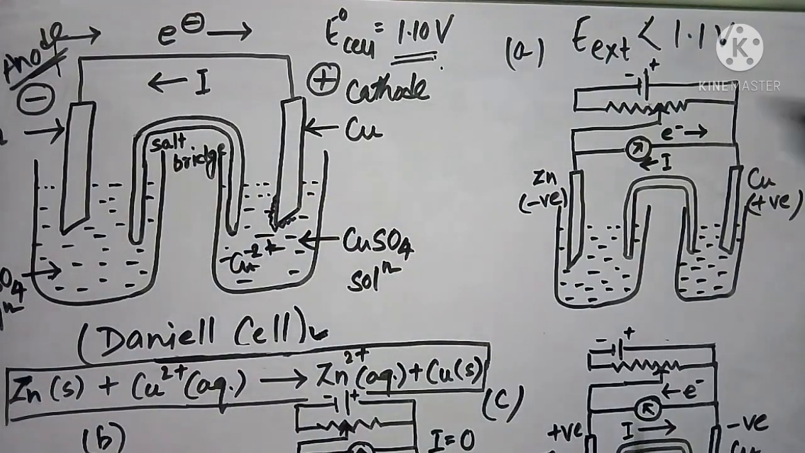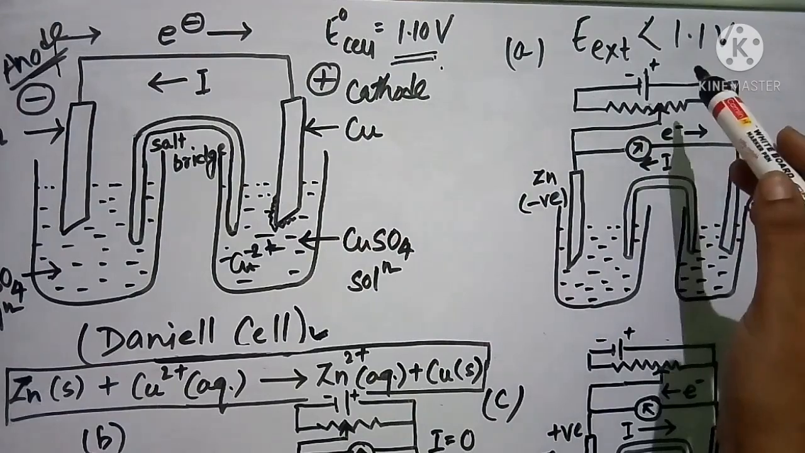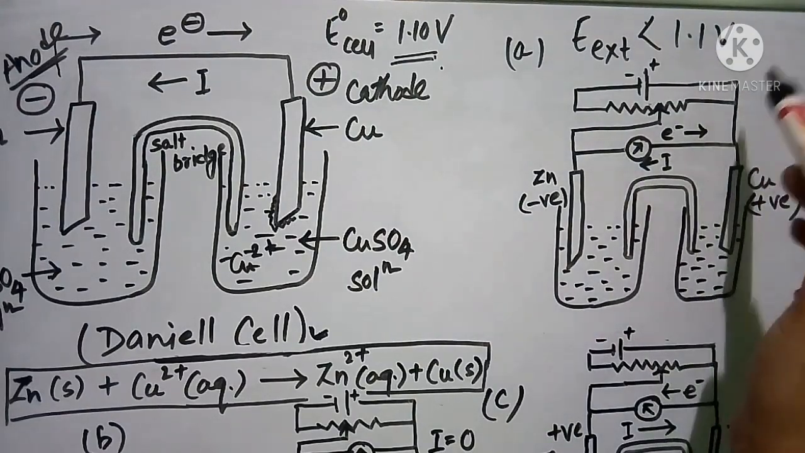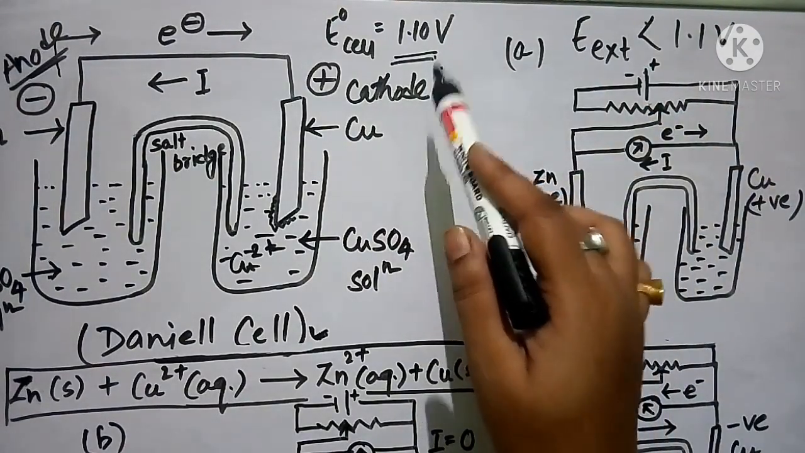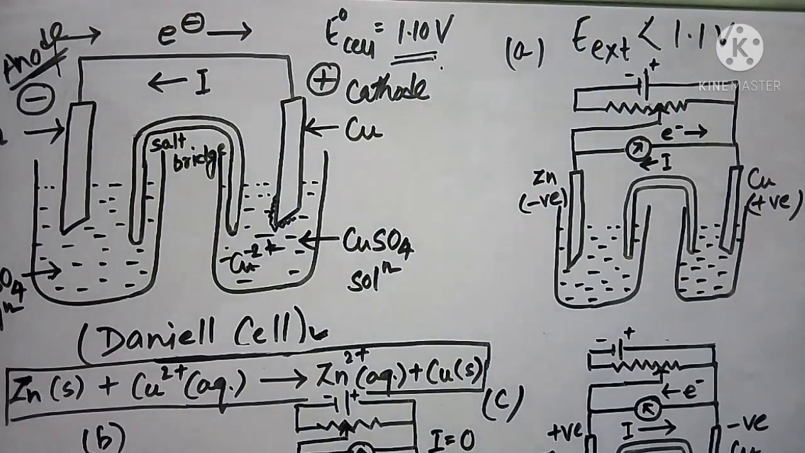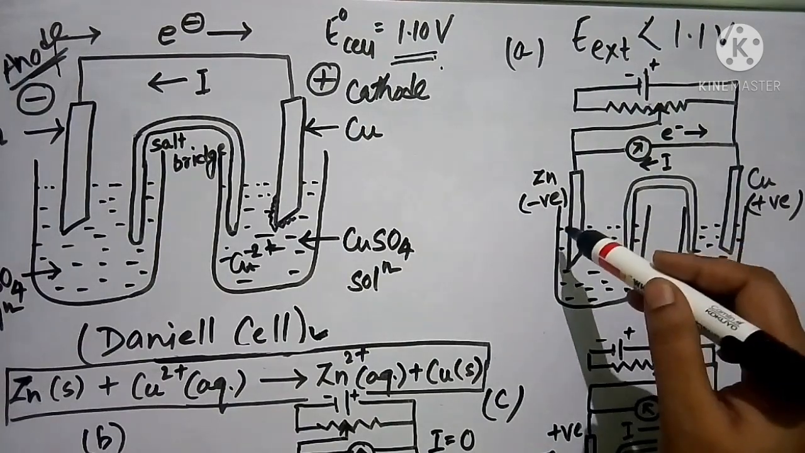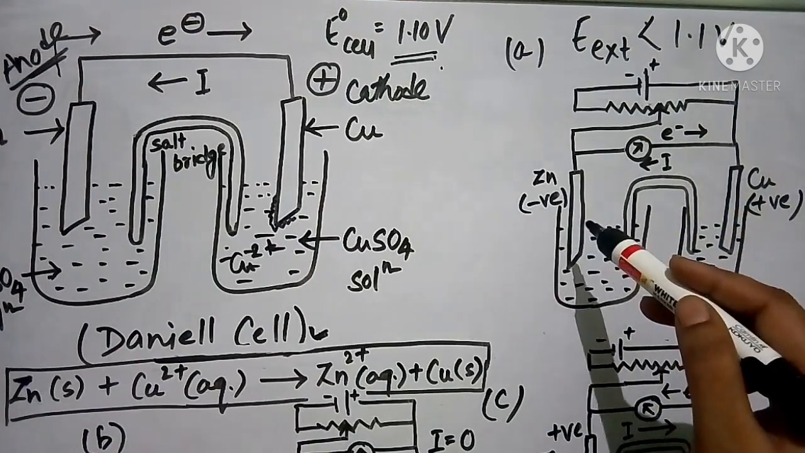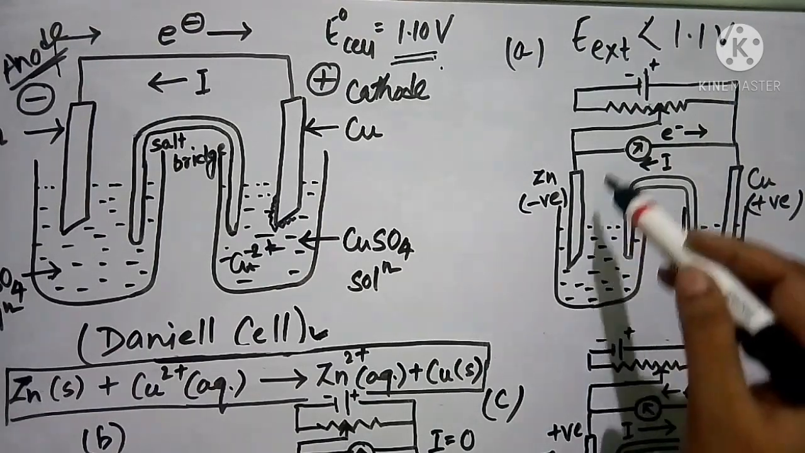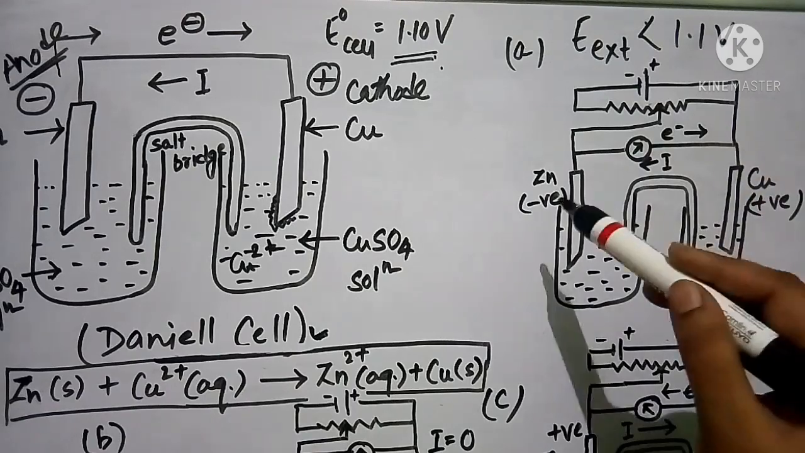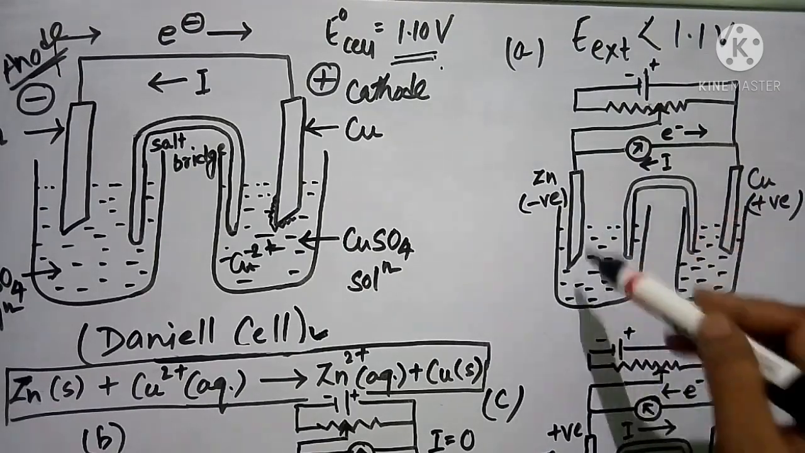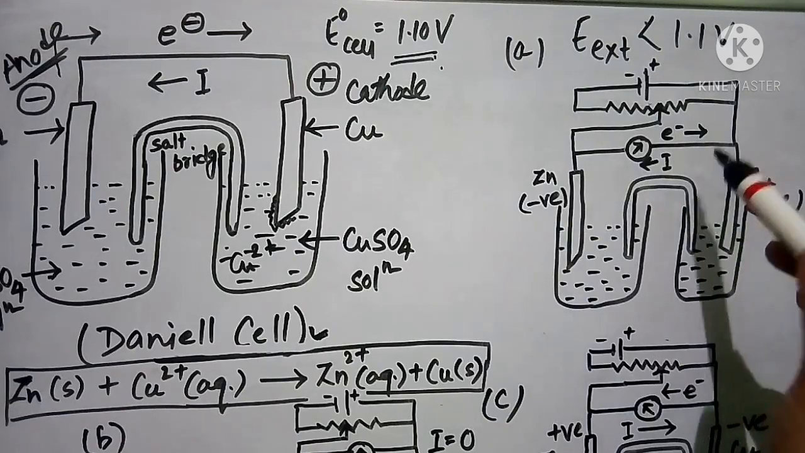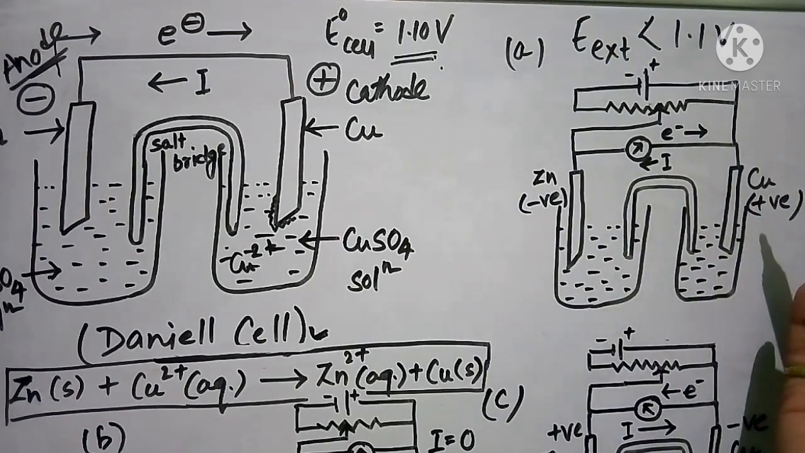Okay, so first case, if the external potential is less than 1.1 volt, that means the electrical potential of the cell, then what will happen? The electron flow will be as it is. That means the electrons will flow from the zinc side to the copper side and the current will flow in the opposite direction. Just keep in mind one thing, the electron flow is just opposite to the current flow. Where the electrons flow towards the right hand side, the current will flow towards the left hand side.